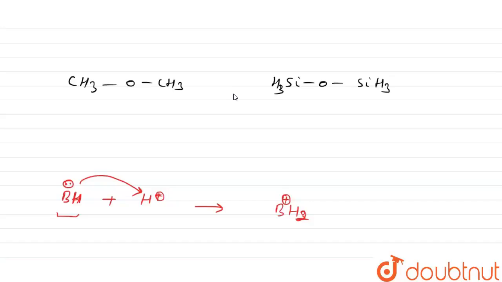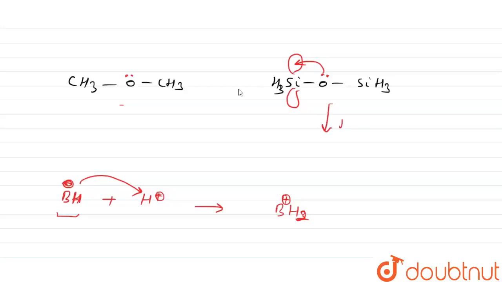Now, in this question, we only need to check the Lewis basicity. Which one has more Lewis basicity? The donating tendency of the lone pair to the H plus is called basicity. So here also we have lone pairs on both. But here silicon has empty d orbitals, so this lone pair is delocalized with the empty orbital of silicon. That's why this lone pair is not available to H plus.